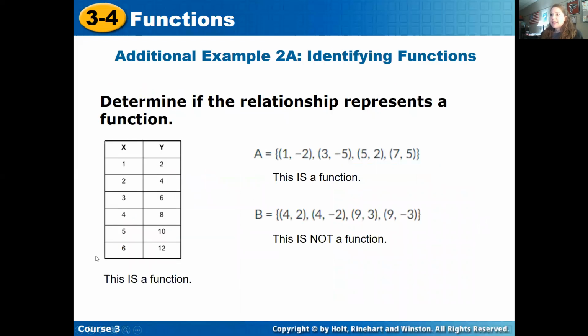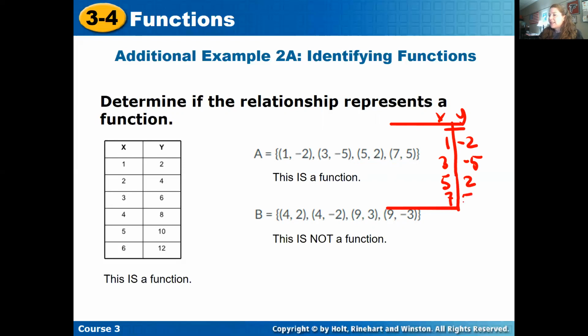So let's look at this table, XY table. We have 1, 2, 3, 4, 5, 6. Every Y value goes with a specific X value. So this is a function. Now these are a set of ordered pairs. So we could turn these ordered pairs into a T-chart if we wanted to. So our first ordered pair is 1, -2. The second one is 3, -5, 5, 2, and then 7, 5.